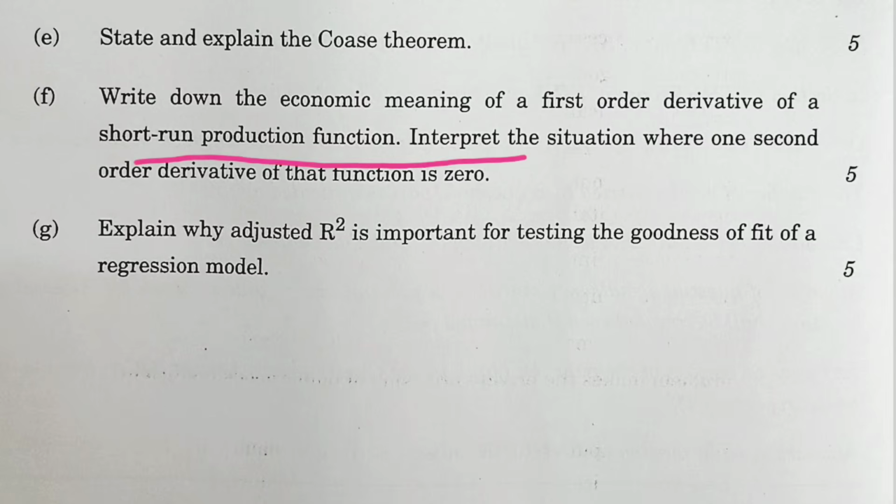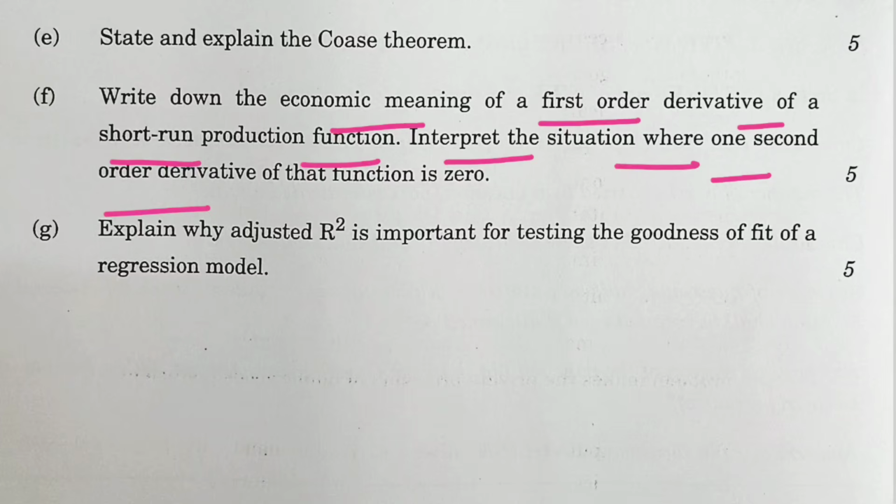Then the next question was: write the economic meaning of the first order derivative of a short-run production function. Interpret the situations where the second order derivative of the function is 0. Okay, so in the short run, we know that in the short-run production function one variable factor is fixed. The first derivative with respect to the variable input, let us say labor, represents the marginal product of labor.